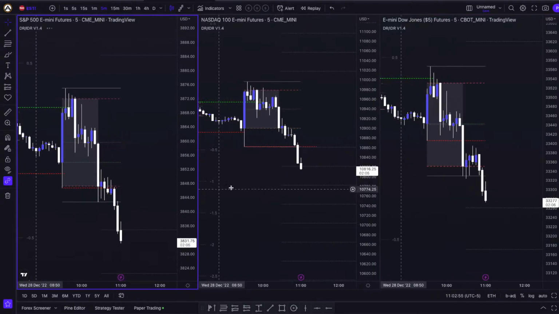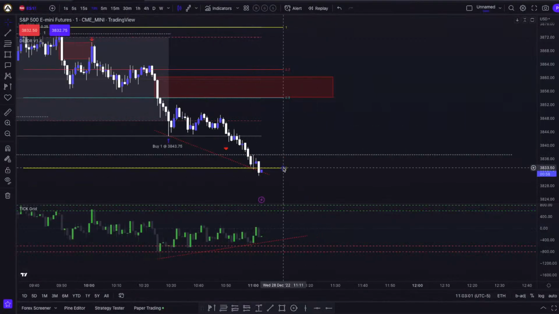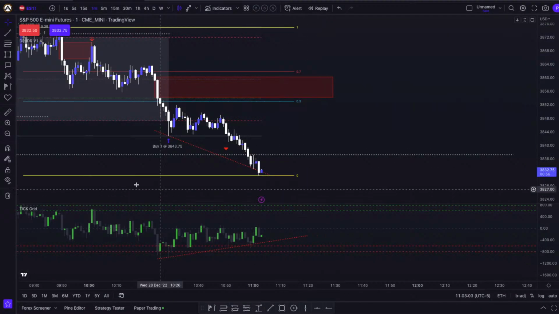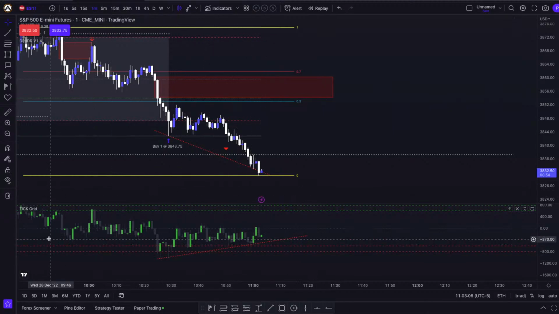All right, so yep, our indices are still lining up. We're continuing further to the downside. So let's continue drawing our fib. Still forming the divergence between the tick grid and the S&P 500.